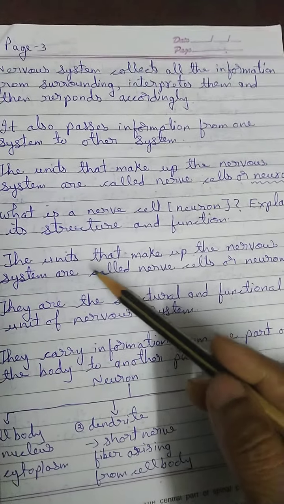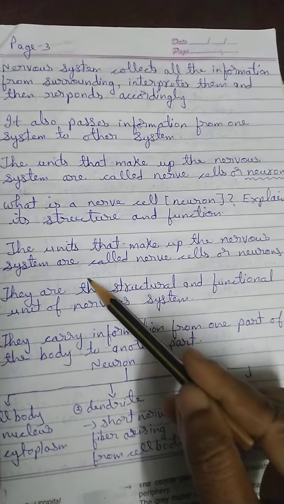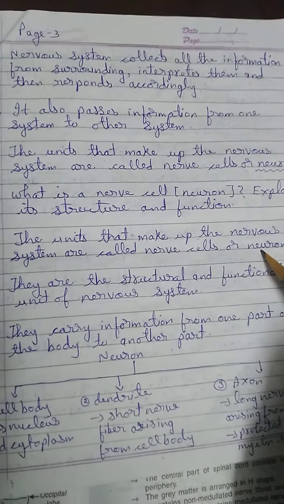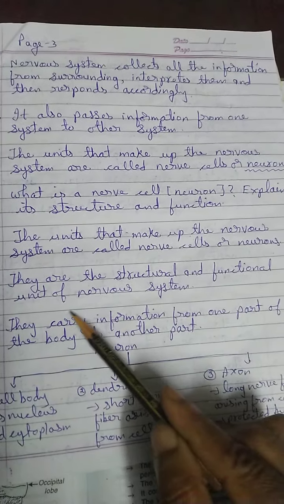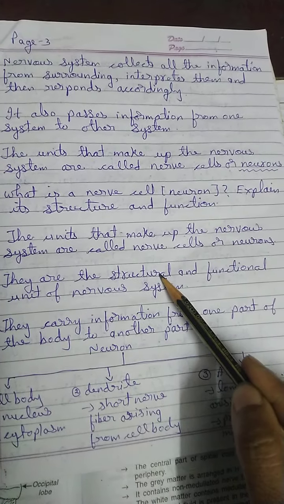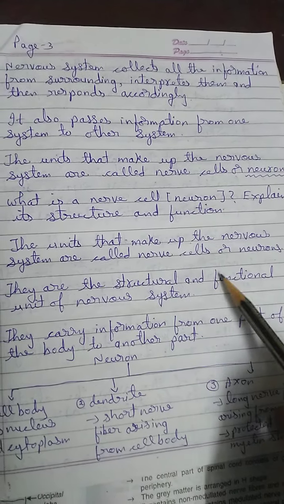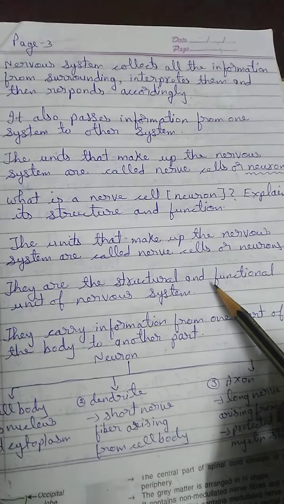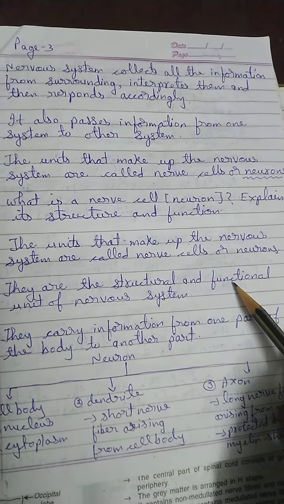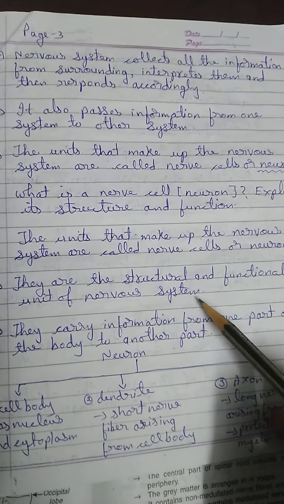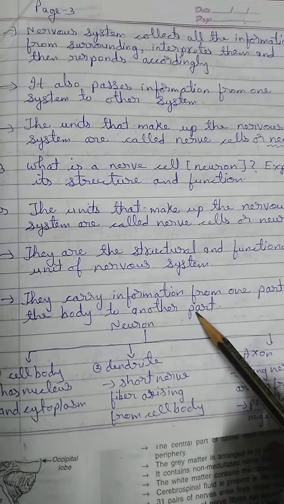Now, the function of the nervous system is done by the nerve cells. So, the units that make up the nervous system are called nerve cells or neurons. They are the structural and functional unit of the nervous system. Structural unit means many neurons together form the nervous system, and functional unit means the function is done by each and every nerve cell. All the nerve cells together function, and thus the nervous system functions. They carry the information from one part of the body to another.